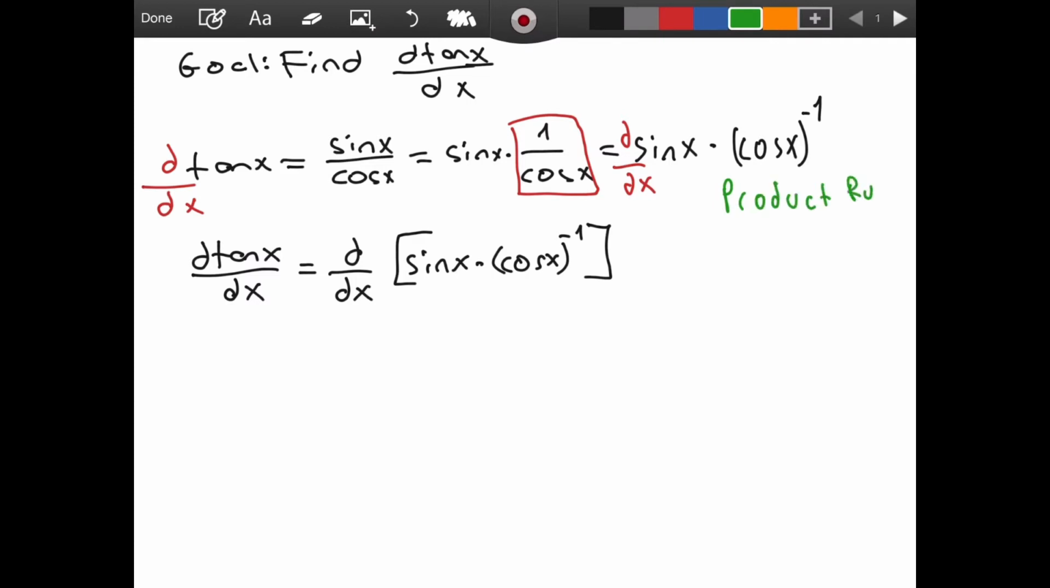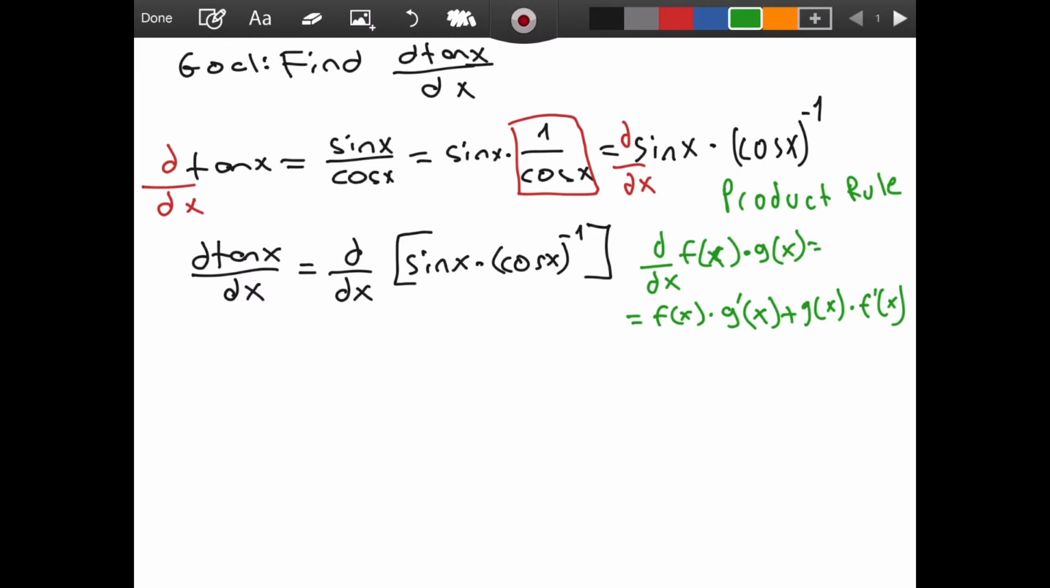The product rule tells us that if we have two functions, f of x and g of x, and we multiply these and we take their derivatives, then this is equal to f of x times the derivative of the second function plus the second function times the derivative of the first function. Okay, so we will use this general rule. If you would like, I can prove this rule in another video, but for now we will just assume this to be true and we will continue.